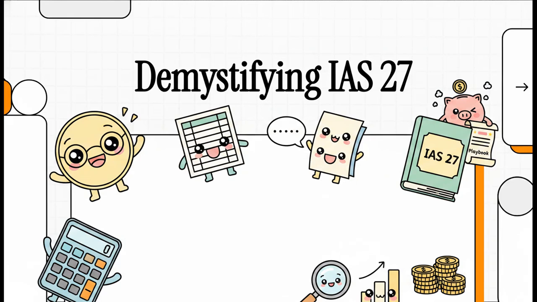Welcome to this explainer. Let's be honest, today we're taking a look at something that might traditionally seem a little, well, dry. But we are going to transform it into a highly logical, really easy to digest playbook. We are talking about IAS 27.